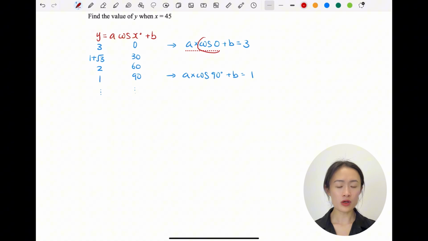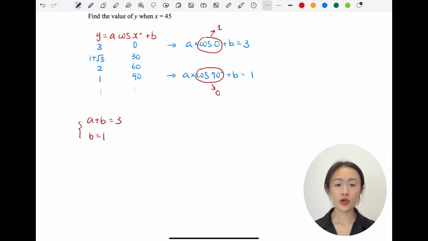Now cos 0, think about the graph. Cos 0 is 1. So from the first equation we know a plus b is 3. Cos 90 is 0. So then that means 0a plus b is 1. So that tells us b is 1. So if b is 1, a plus b is 3. That tells us a is going to be 2. So we find the equation y equals 2 cos x plus 1.